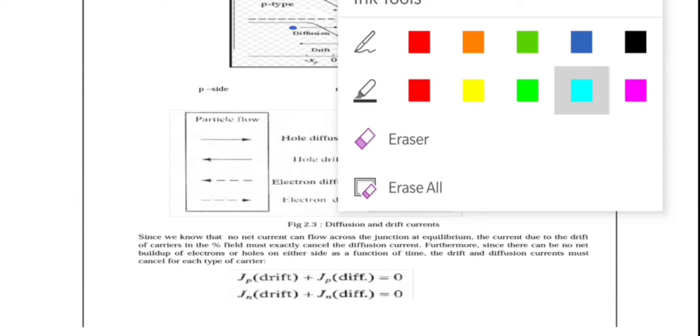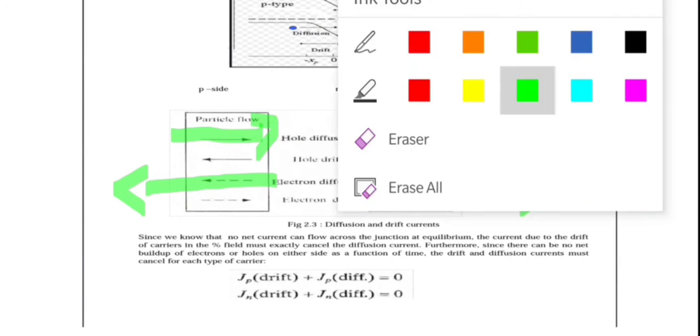Once again I'll explain. Diffusion means normal movement of charge carriers. So holes will move from p to n. So the direction is like this, p to n, and current is in the same direction. Electrons will move from n to p. So in this direction, current is opposite.